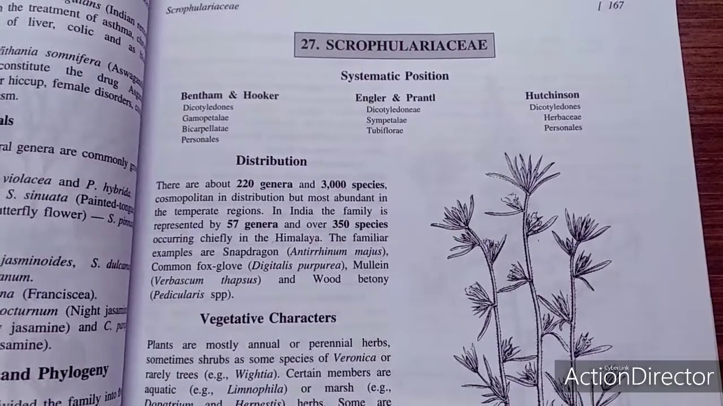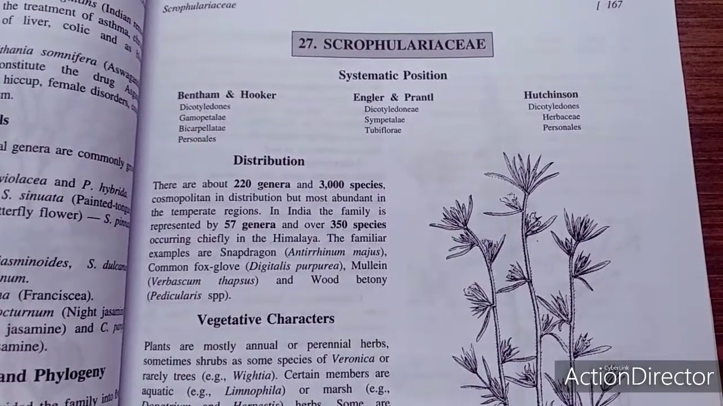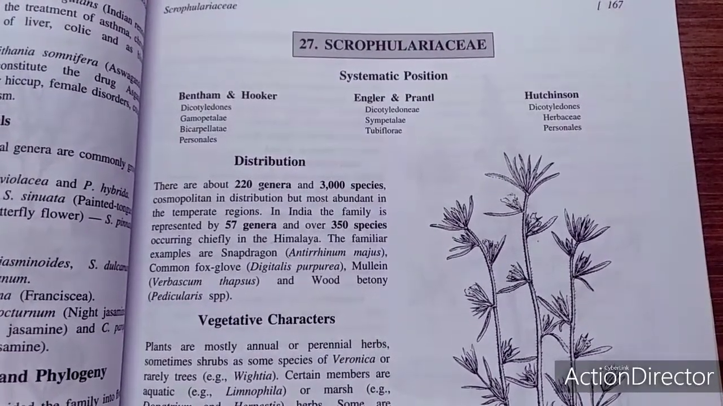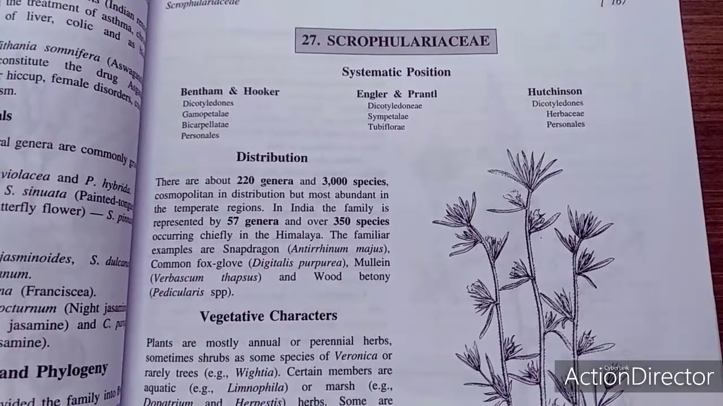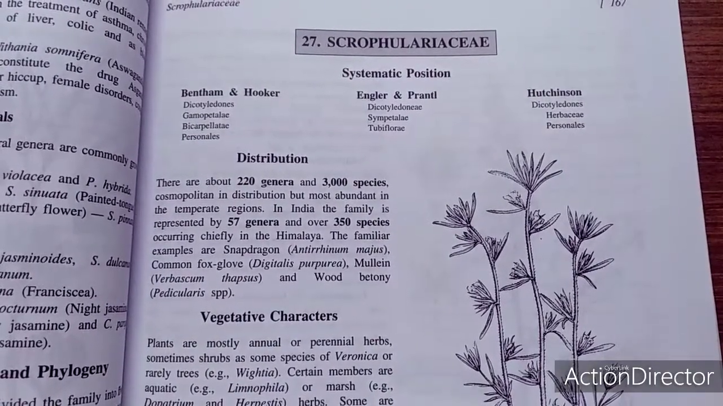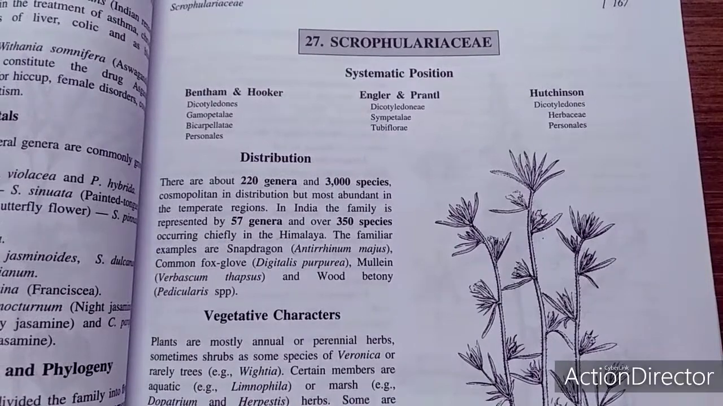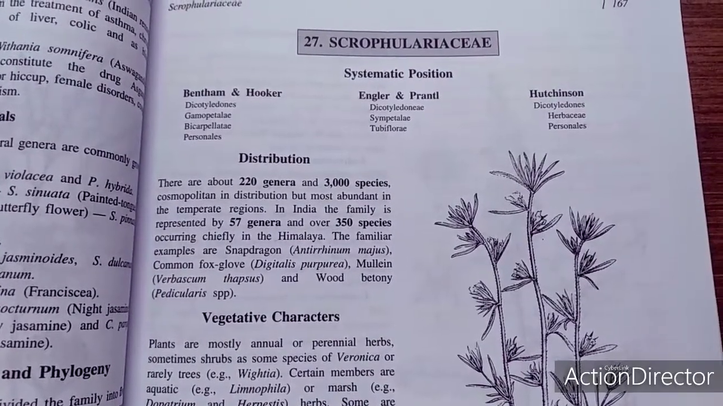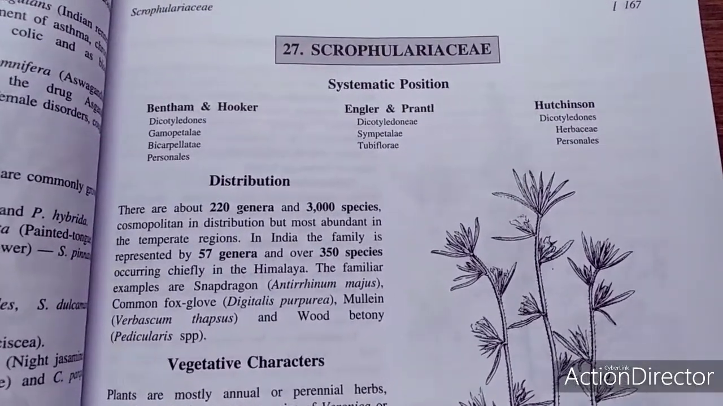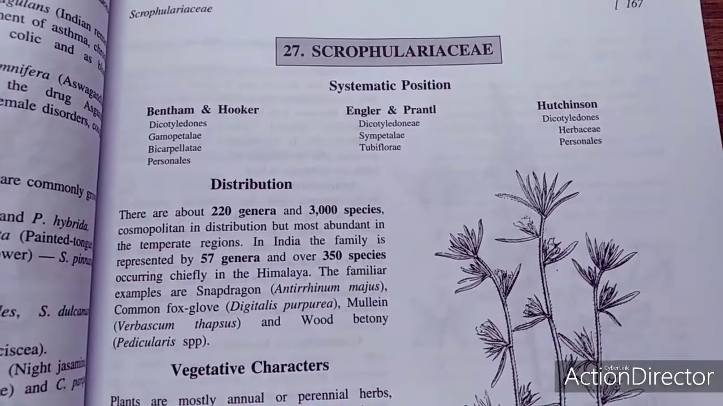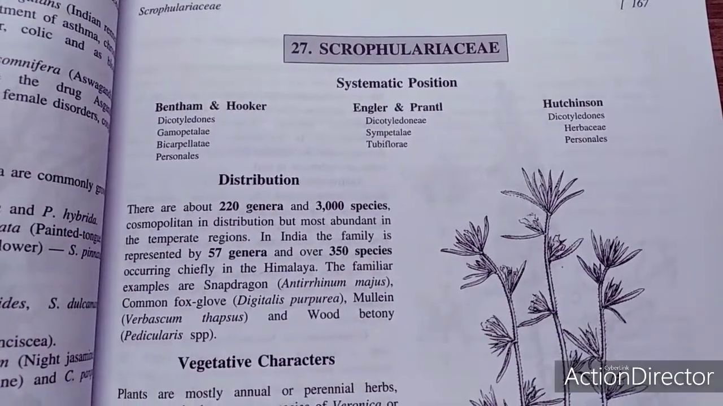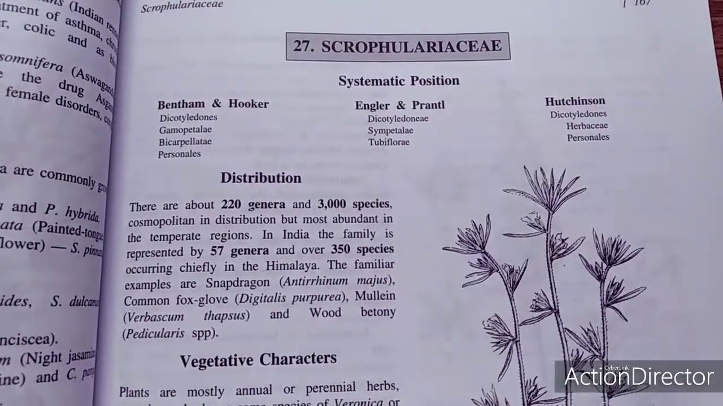The wood betony, Pedicularis, also belongs to this family. Vernonia, Limnophila, Herpestis, Striga, Lathraea, and Torenia belong to this family. As per the classification of Bentham and Hooker, this family is in the dicotyledons, Gamopetalae, Bicarpellatae, and Personales.